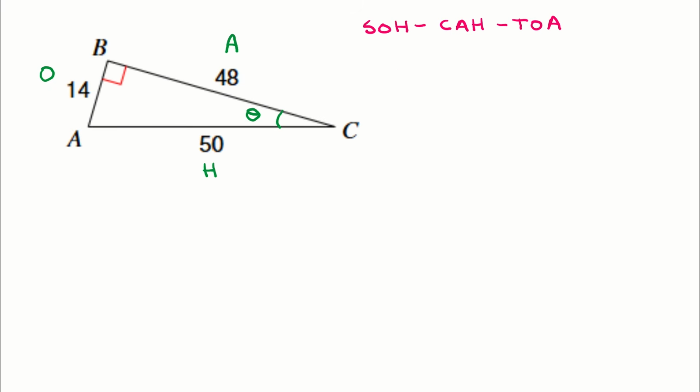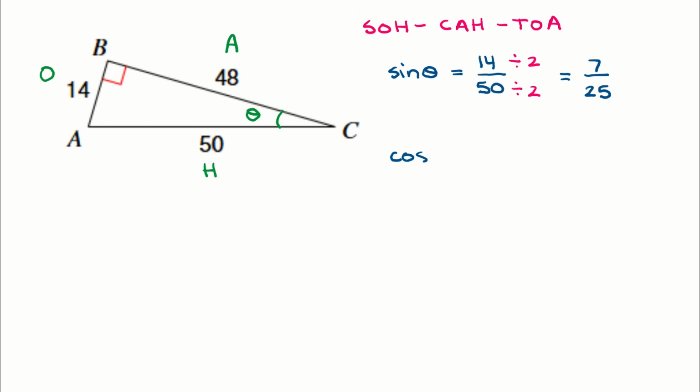we know that sine of our angle theta would be equal to opposite over hypotenuse. So opposite is 14, and our hypotenuse is 50. These numbers can be reduced because they are both divisible by 2. So this fraction is going to reduce to 7/25.